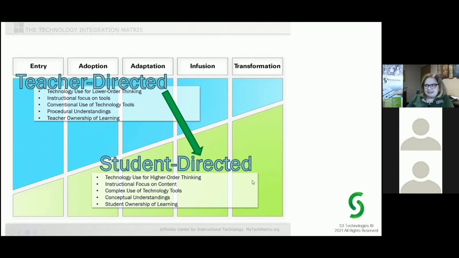Obviously, not every lesson is going to be at the transformation level. You're going to start at the entry level. Adoption and adaptation are more appropriate when you're just learning new things or new skills. But certainly moving towards infusion and transformation, I like to say, especially for culminating activities, end of unit, end of semester activities, where we're putting our knowledge into application and actually creating things from that applied knowledge. So again, moving to a higher level, higher order thinking.